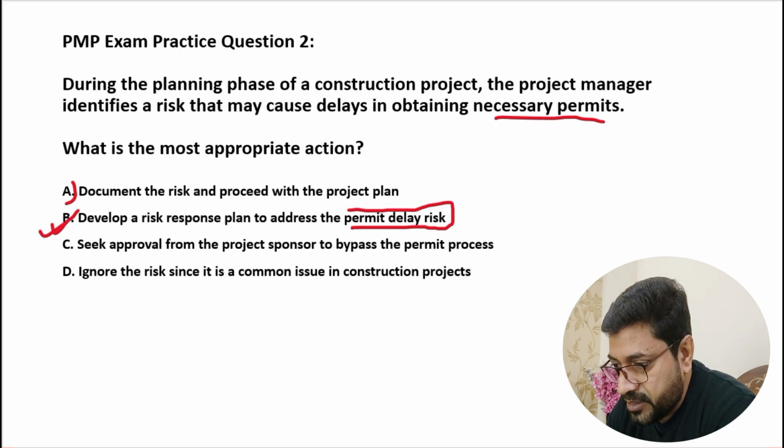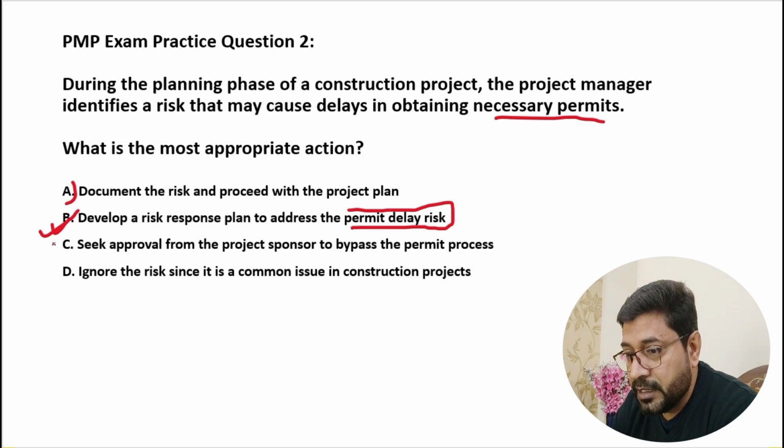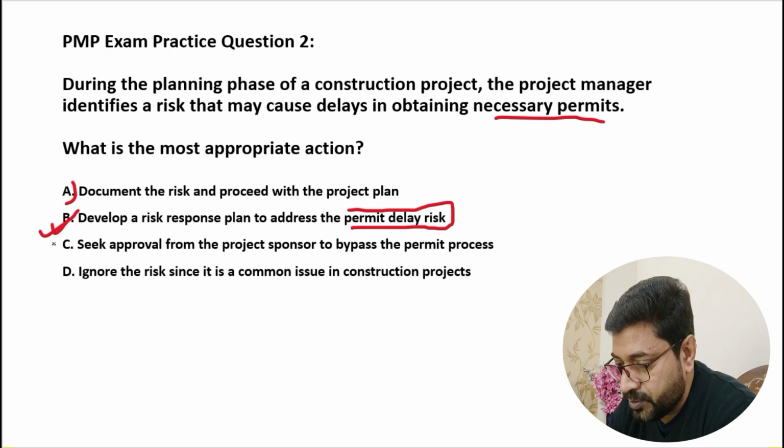Okay, so option C, seek approval from the project sponsor to bypass the permit process. Well, that may not happen. Even if you consider doing that, and the project sponsor approves, the permit may involve the regulatory. So this option will not be the right option. Let's cross out this option.